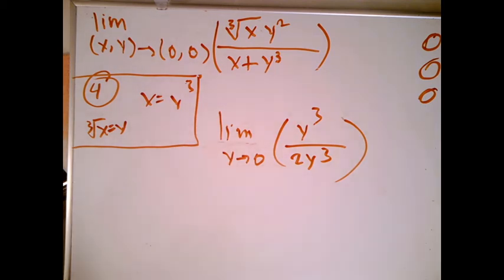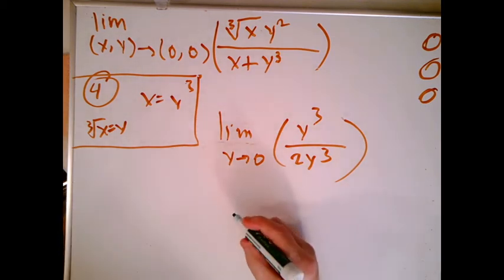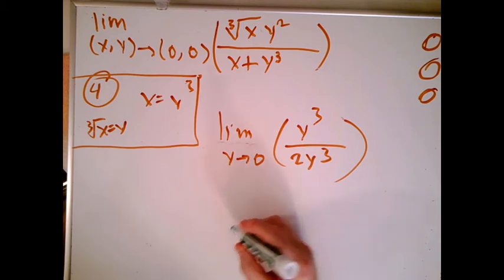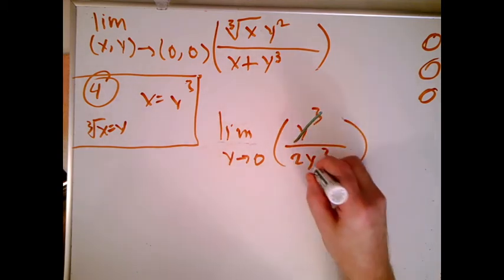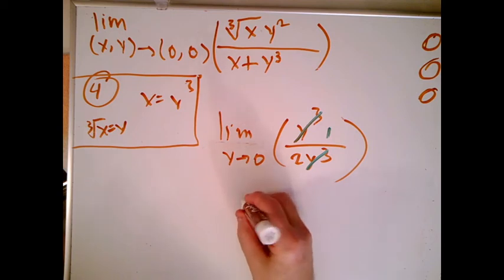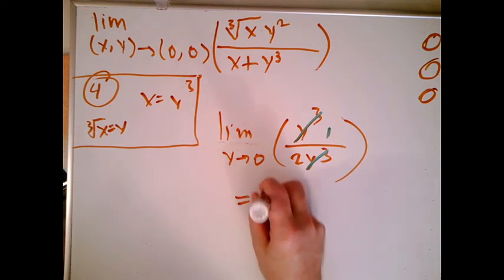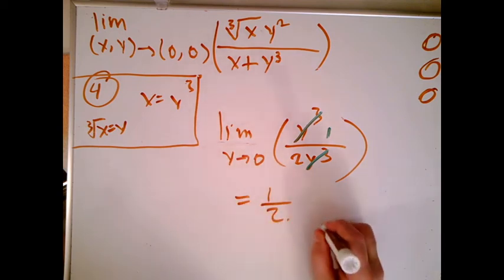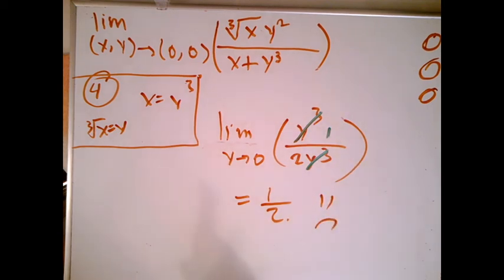This is the one variable limit. I can't plug in, but I now can cancel. I can cancel a y cubed off the top, a y cubed off the bottom, leaving a 1 on top. And what we get is not 0. What we get is 1/2. Now, why did I put a frowny face? That means the limit doesn't exist.